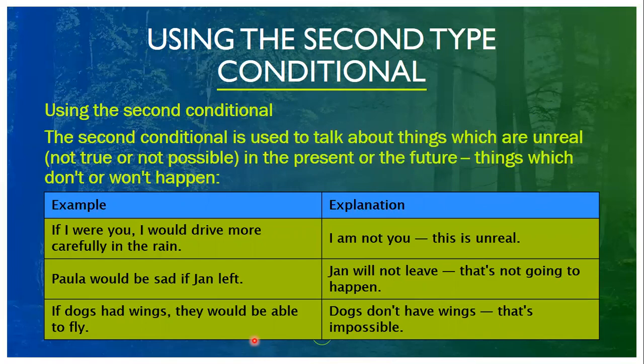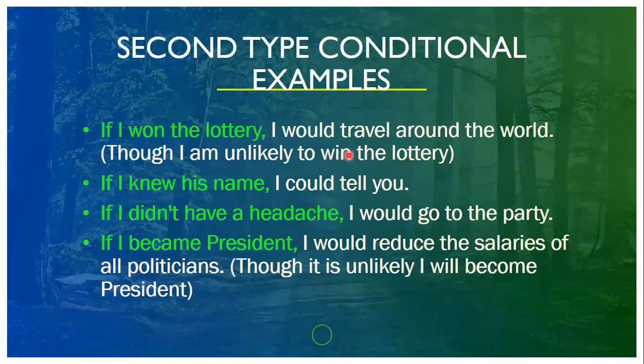Like if I had superpowers, I will save the world. Or if I had $1 million, probably I will buy a luxury car. And all of those situations are not real because I don't have those resources and I don't have those things that I'm talking about. Let's see some more examples. We have this one. If I won the lottery, I would travel around the world. Though it is unlikely that I win the lottery because that's almost impossible that you win the winning ticket and that you get a lot of money.